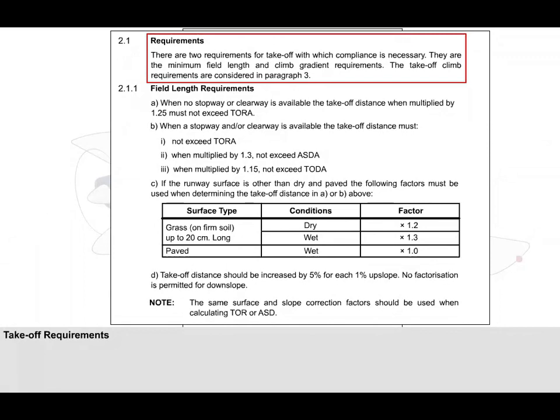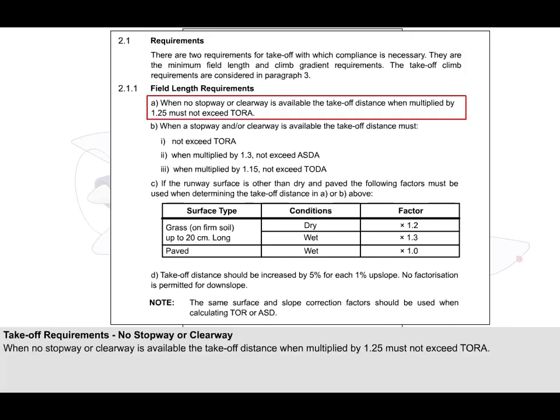There are 2 principal regulations that must be complied with for takeoff. The first relates to the minimum field lengths that must be available for takeoff, and the second relates to the climb gradient after takeoff. This latter requirement will be dealt with in the next lesson. These takeoff requirements are exactly the same as those for the single-engine Class B aeroplane. The takeoff requirements state that if no clearway or stopway is available at the airfield, the takeoff distance, multiplied by 1.25, must not exceed the length of takeoff run available.